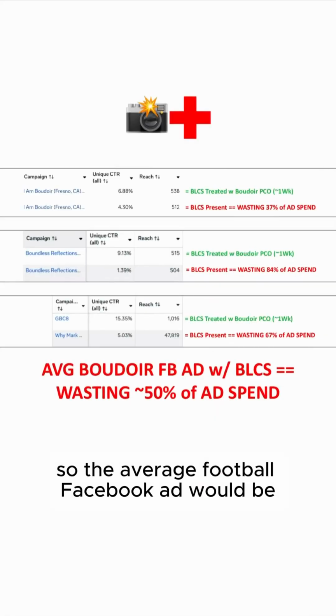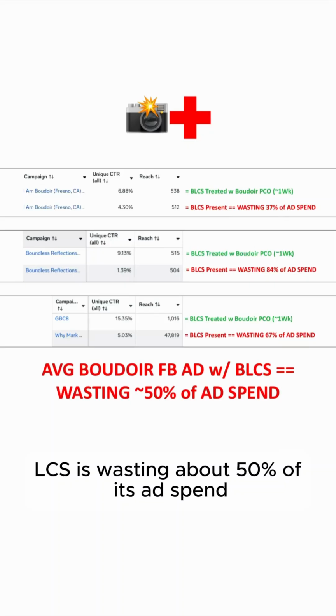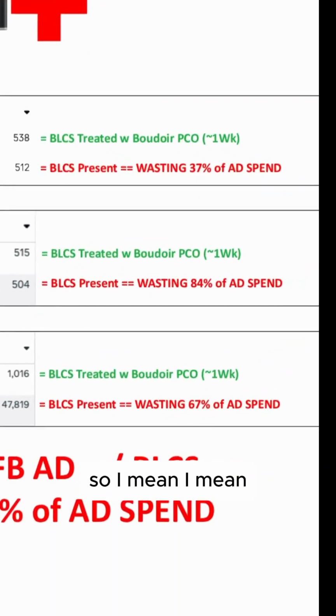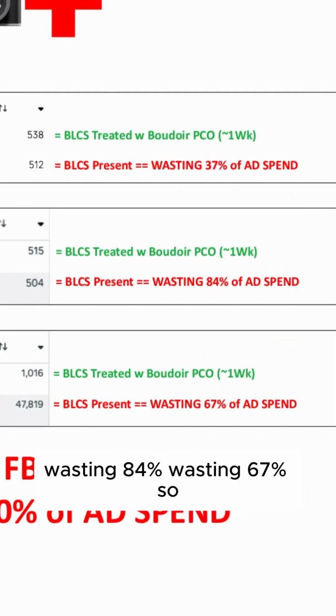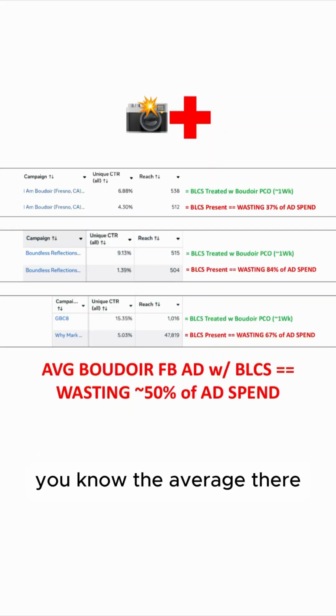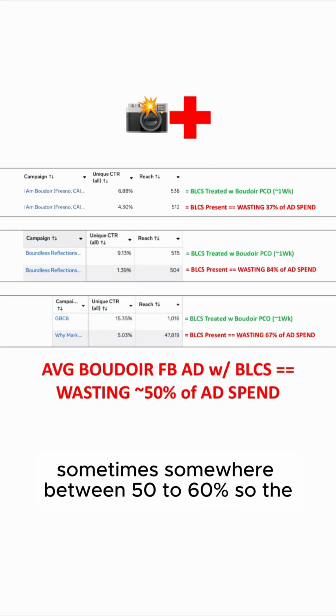So the average Boudoir Facebook ad with BLCS is wasting about 50% of its ad spend. So look at these numbers here: wasting 37%, wasting 84%, wasting 67%. So the average there is sometimes somewhere between 50 to 60%.